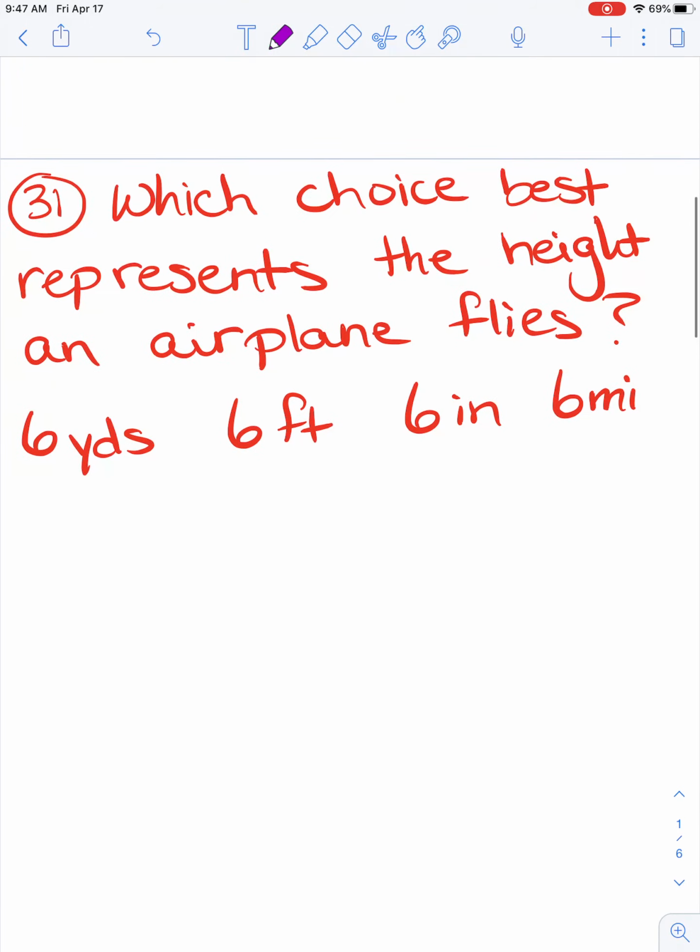Okay. Our next one says, which choice best represents the height an airplane flies? So let's sing our little song of how many feet and things like that. Okay. Sorry, I'm going to type a little something real quick.